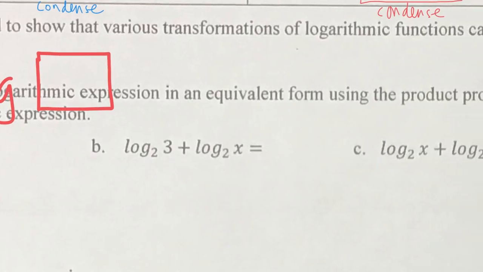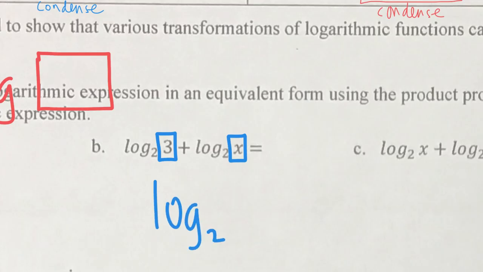So here we have addition. Once again, addition becomes multiplication, and we're going to multiply our two arguments together. So we have one log base 2, and then in parentheses 3x. You might not see it in parentheses, but then again, you might, and it's always okay if you put it into parentheses.